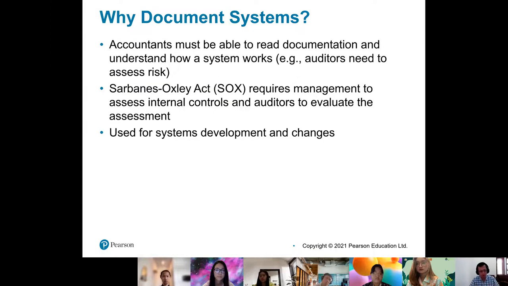Another reason for documenting the system is regulation, especially in the US, the Sarbanes-Oxley Act. We will discuss Sarbanes-Oxley later. It requires management to assess internal controls and the auditor to evaluate the assessment. So this is regulation.